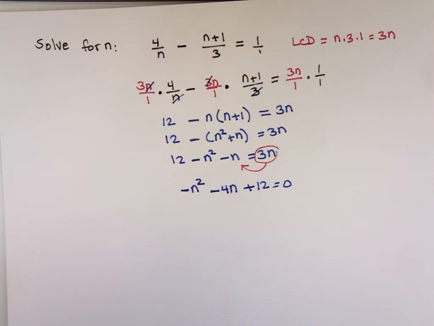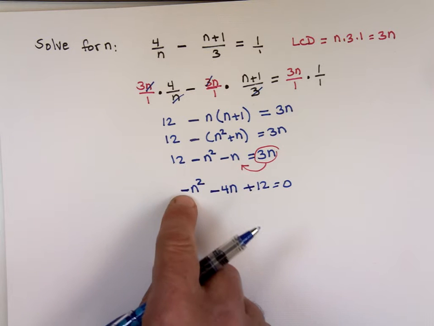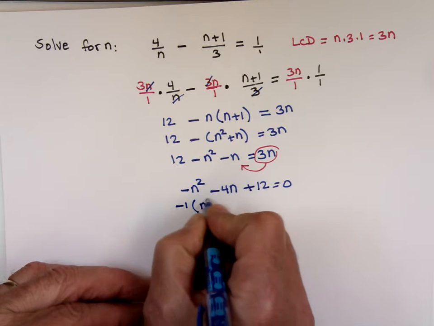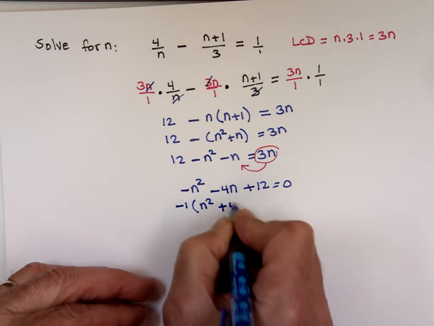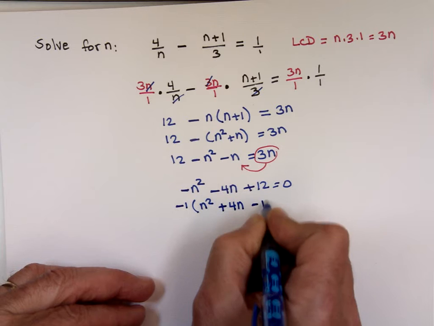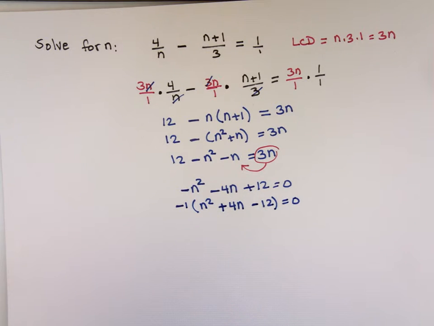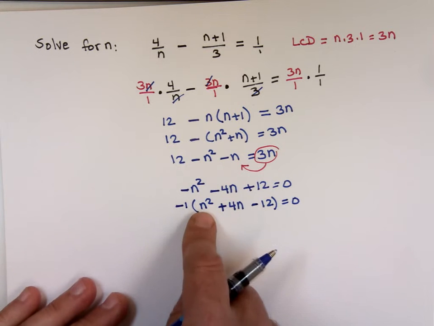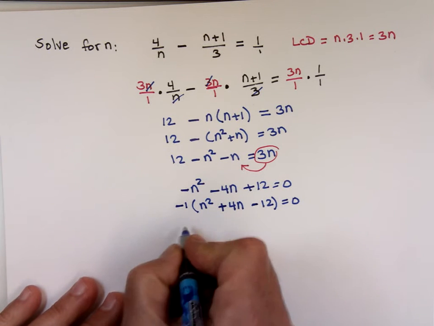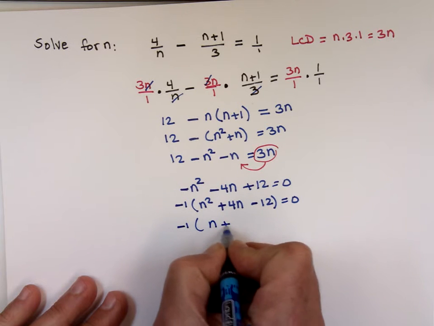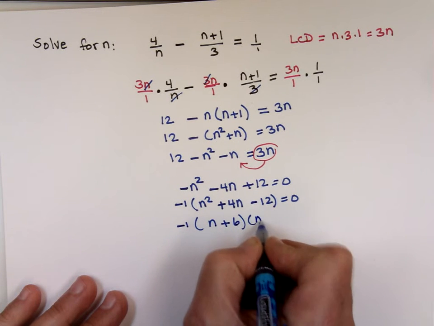You know by now, you heard me say this, I don't like to see a negative in the front. So I'll take a minus 1 out. And what's left? n squared. This becomes plus 4n. This becomes a negative 12. Am I done factoring? Let's factor completely. Well, we're not done factoring completely. If you factor this one, that should be n plus 6, n minus 2.